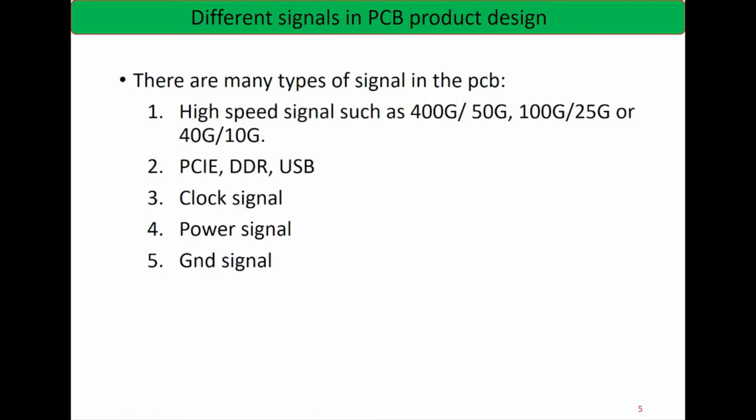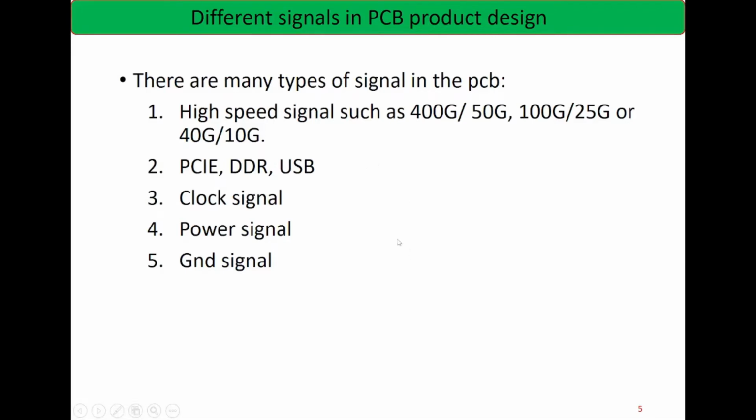There may be many more, like clock signals may be divided into several other signals. Power signals will be divided into 12 volt, 3.3 volt, 1.2 volt. There are many kinds of power, right? Even 12 volt, high power. So all these signals you need to divide.